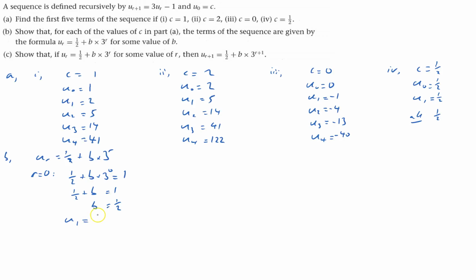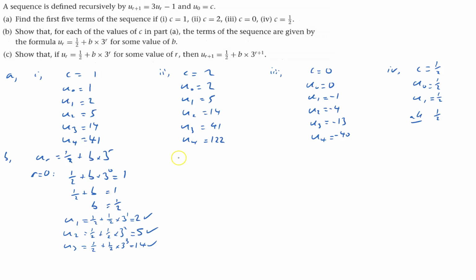U1 equals a half plus a half times 3 to the power of 1, which is 3 times a half, 1.5 plus a half, 2. That's true. And U2 equals a half plus half times by 3 squared, 9, 4.5 plus a half, 5. That's true. U3 is a half plus a half times 3 cubed. That's 27, 13.5 plus 1, 14, etc. I'm not going to keep on going, but the same sort of carries on.